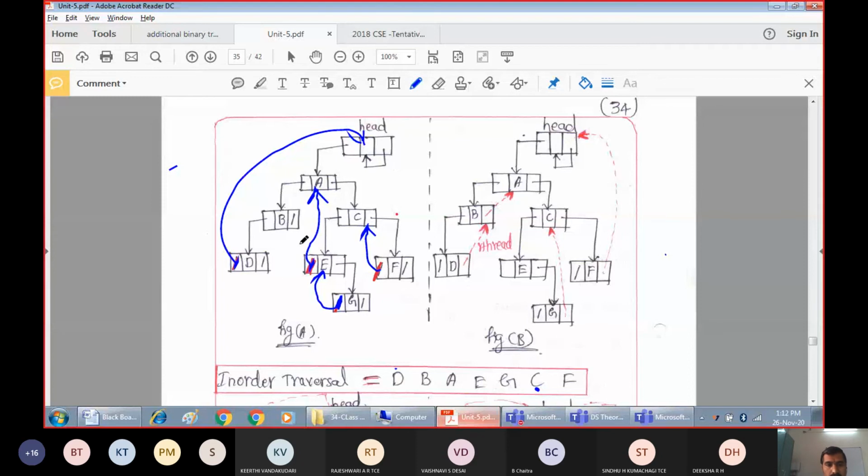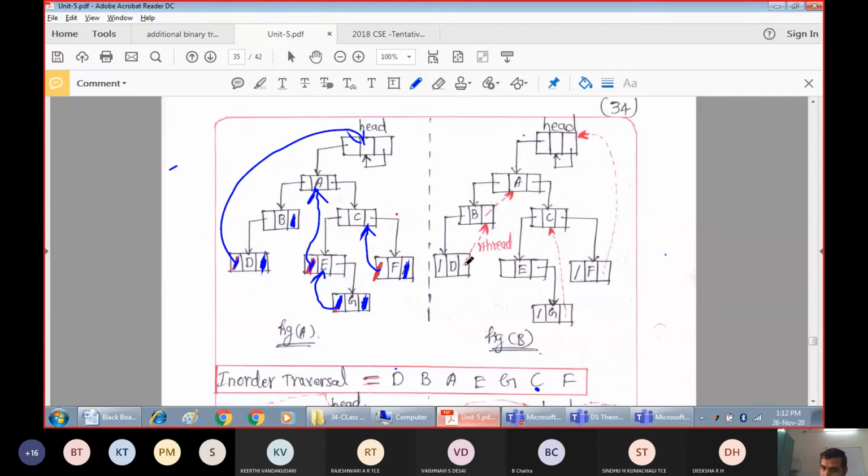Now, in the original tree, the right link of D is null. Right link of B is null. See here, this is null. Right link of G is also null. Right link of F is also null. So 4 right links are null, empty, unnecessarily occupying memory. Now we will try to store the address of the in-order successor in them.